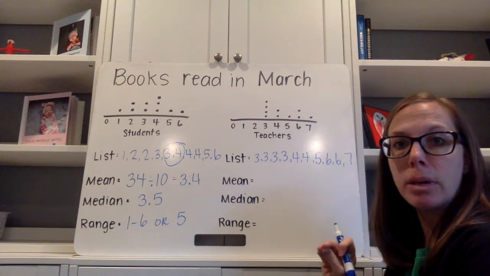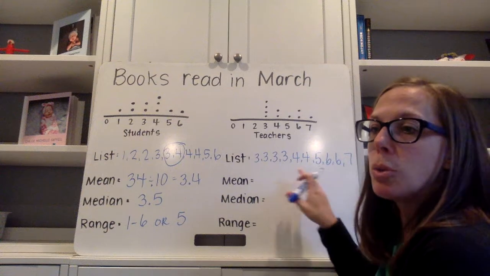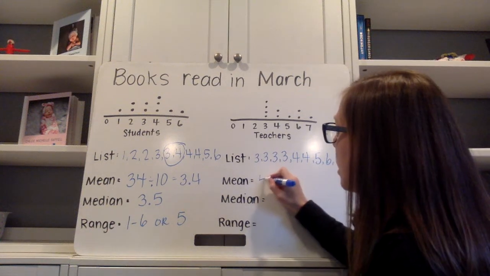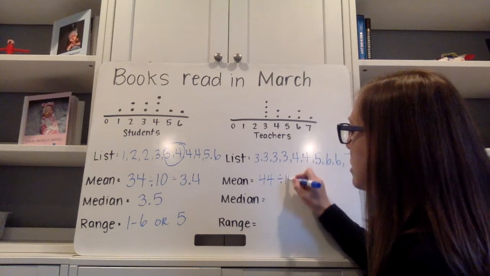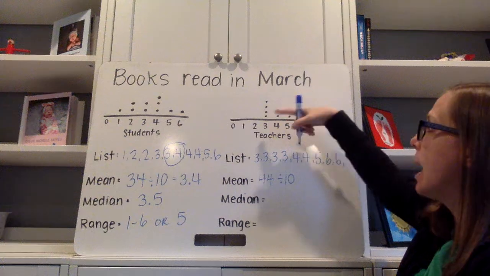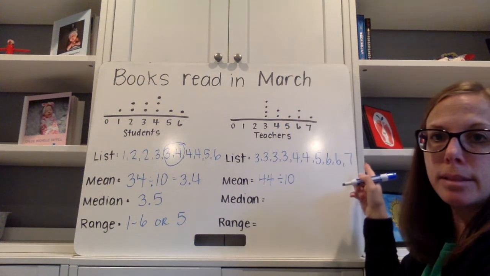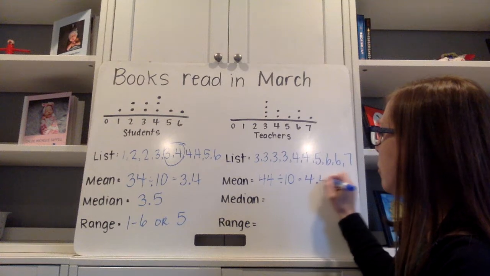Now I've got my organized list. I can use that to help me find these other pieces. When I add up all of those numbers, I will find that my total is 44, and I'm going to divide it by 10 because I have 10 pieces of data: 10 dots, 10 on my list. So 44 divided by 10 is 4.4.